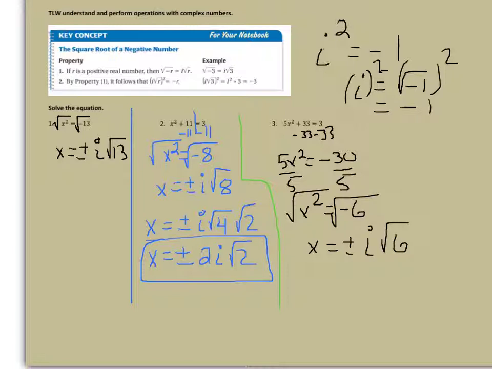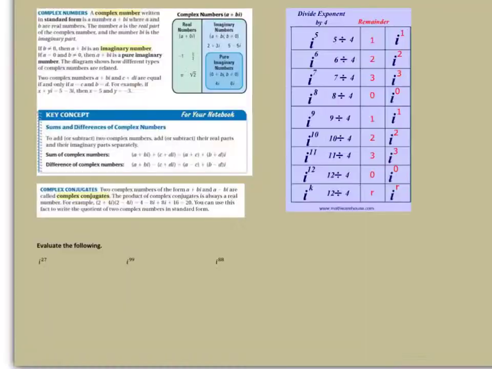So we're done. It's really not different than what we solved before. It's just that if there's a square root of a negative, you have to make it imaginary because it's a complex number. Okay? Alright, so here's a lot of things we need to know. Okay?